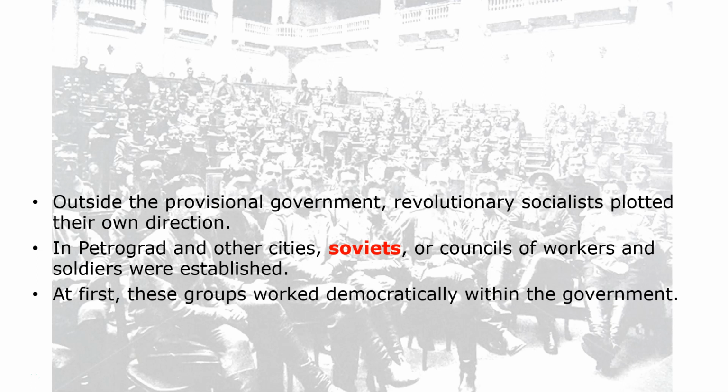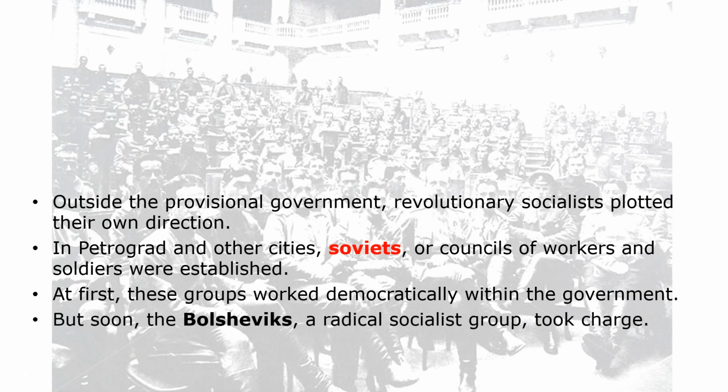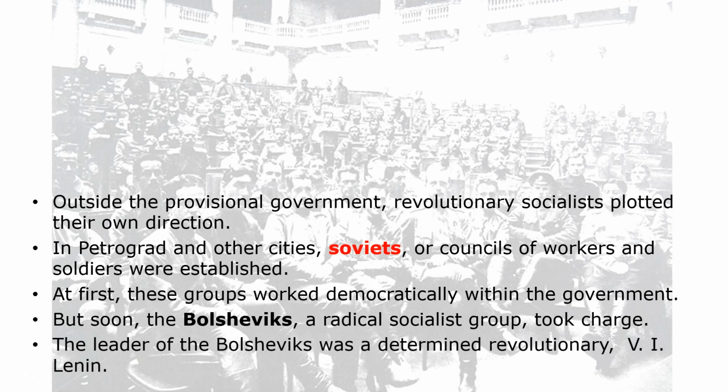Initially, at least, these groups, these Soviets or councils, worked within the government. So they were working with the provisional government. But very soon, the Bolsheviks, remember they're the radical group that they want to have change very quickly, get impatient, and the Bolsheviks take charge of these Soviets. The leader of the Bolsheviks is a determined revolutionary, Vladimir Ilyich Lenin.